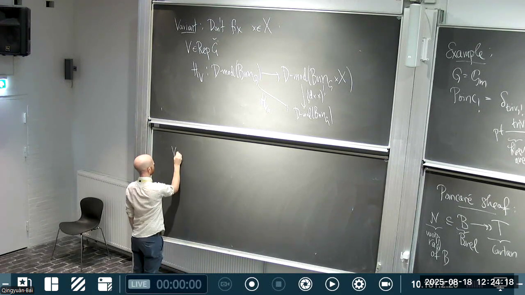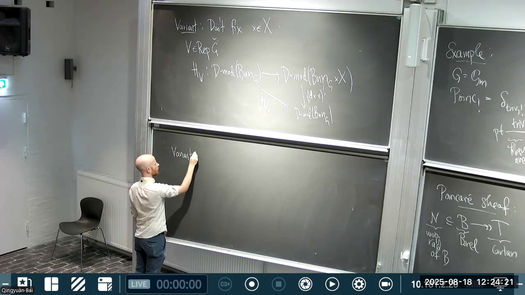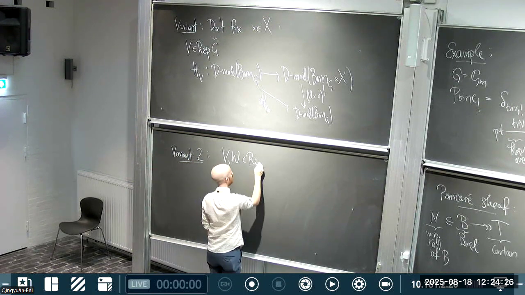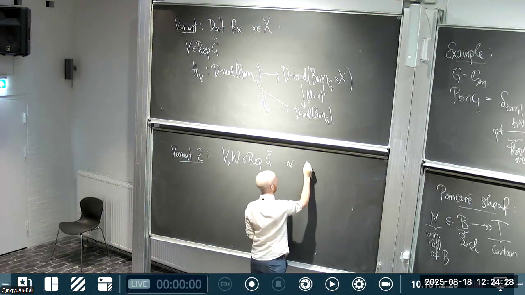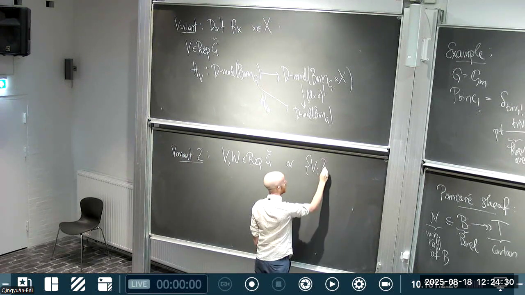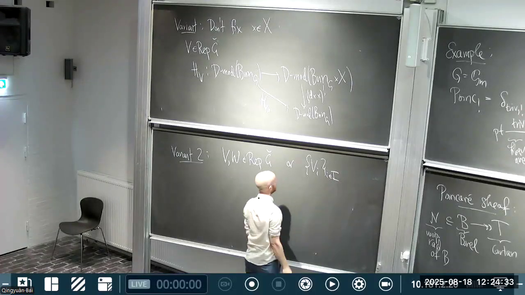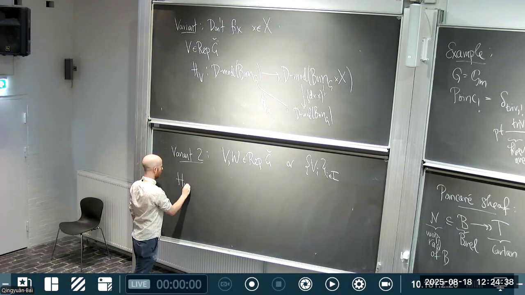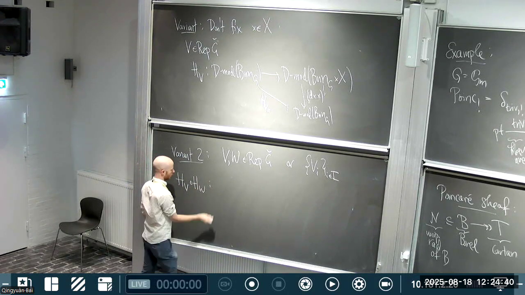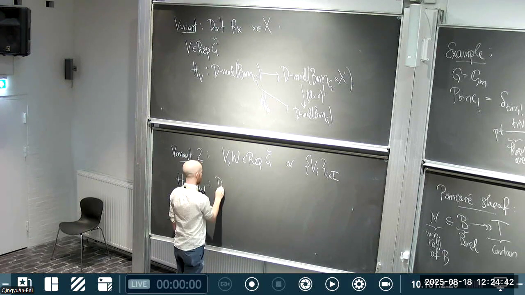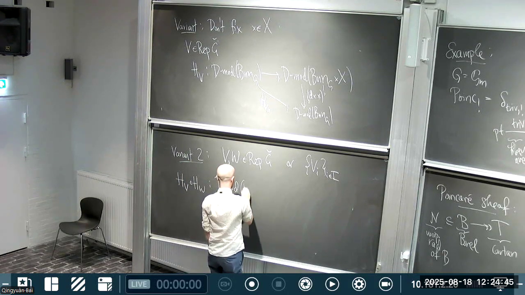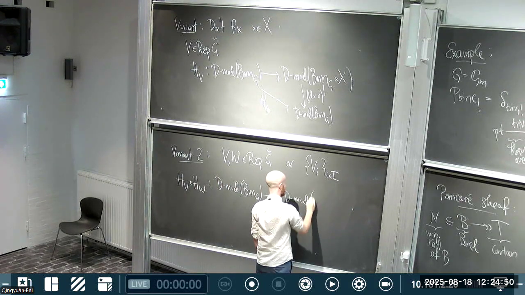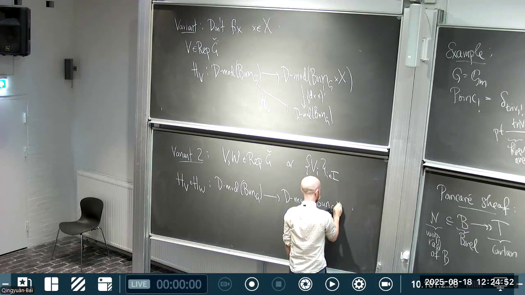The second variant is that I might fix two representations, or I might take a collection of representations indexed by some finite set. Then I'll compose H_V with H_W for all of the V_i. So now this gives me a functor from D-modules on Bun_G to D-modules on Bun_G times X squared.